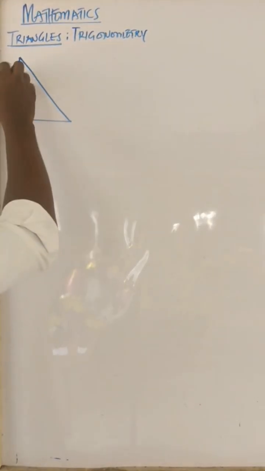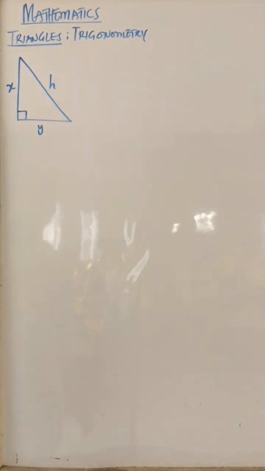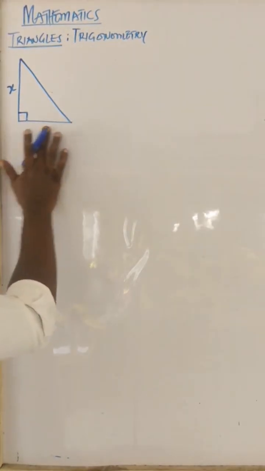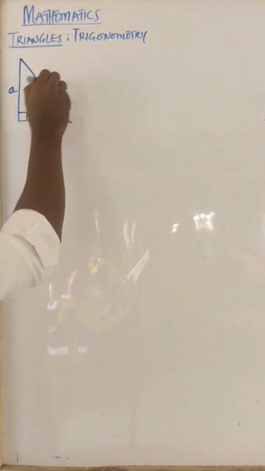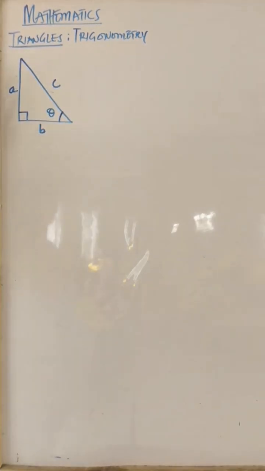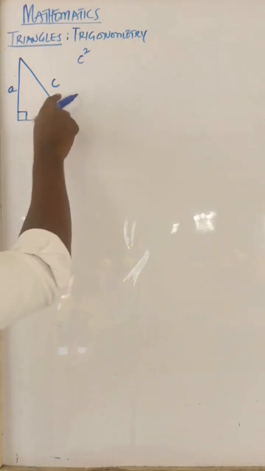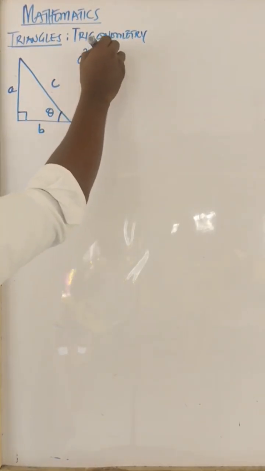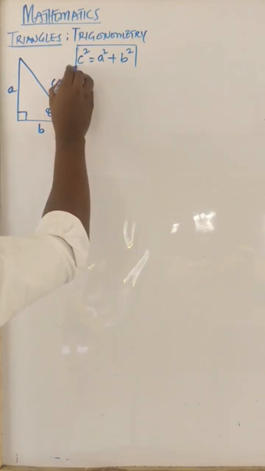Let's call the sides ABC. If we are considering this angle theta, for example, A is the opposite, this is the hypotenuse, and this is the adjacent. According to Pythagoras theorem, C squared, which is the hypotenuse, equals A squared plus B squared.